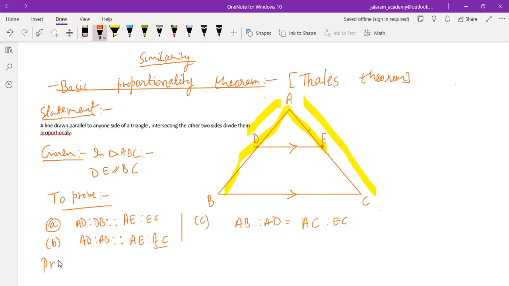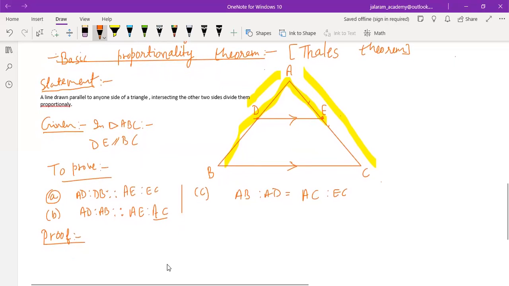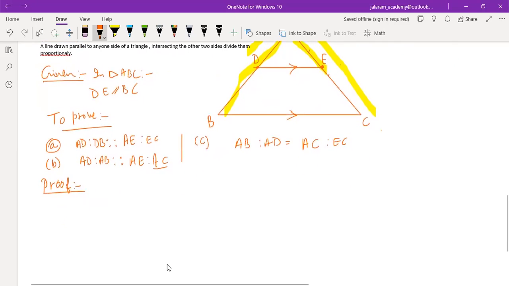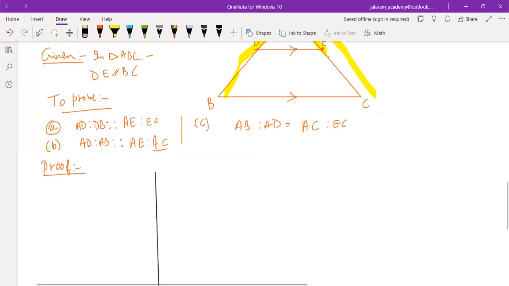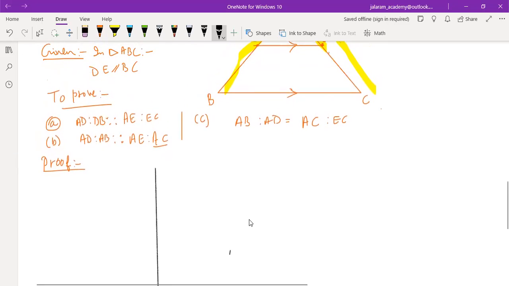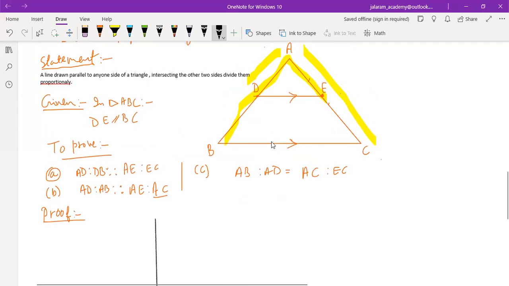So let's now prove it. So next heading must be prove. And this must be the method of representation while solving a theorem or a geometric question. First we write given. So what is given to us in triangle ABC? DE is drawn parallel to BC. Now we already have discussed in previous session that if DE is drawn parallel to BC, it means these two triangles. Which two triangles?